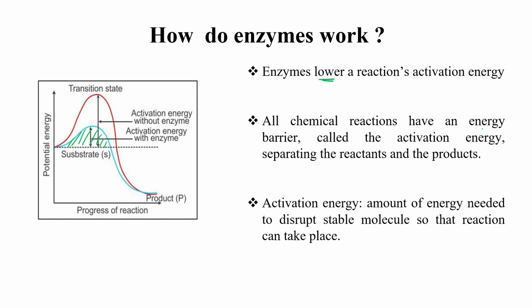All chemical reactions have an energy barrier. You know this very well, right? And this energy barrier is called activation energy, which actually separates the reactant and the product, right? So activation energy is the amount of energy needed to disrupt the stable molecule so that the reaction can take place. Okay, so every type of substance, whether that conversion is an exothermic process or endothermic or spontaneous or whatever, needs to reach a transition state, and to reach that particular transition state, the substrate needs a type of energy, or activation energy.